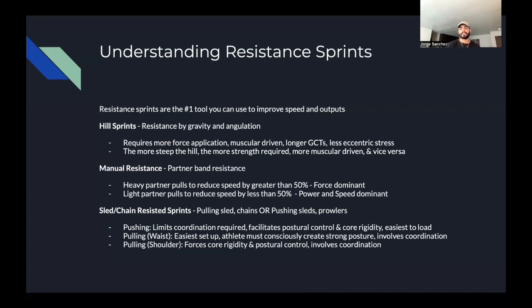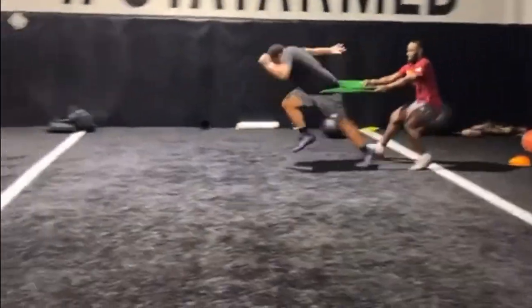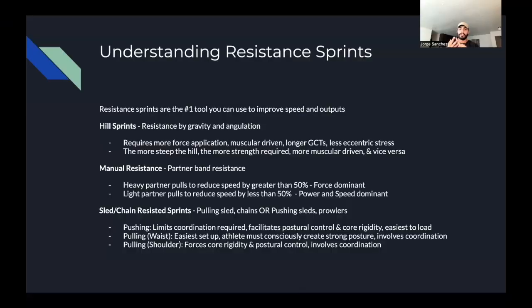Another form of resistance that's very easy to set up and is very cheap is using manual resistance by means of a partner band resistance. So you need a partner for this. Then you can use a rope, a large band, or a harness, or anything else that can manually pull on to create resistance from another person.